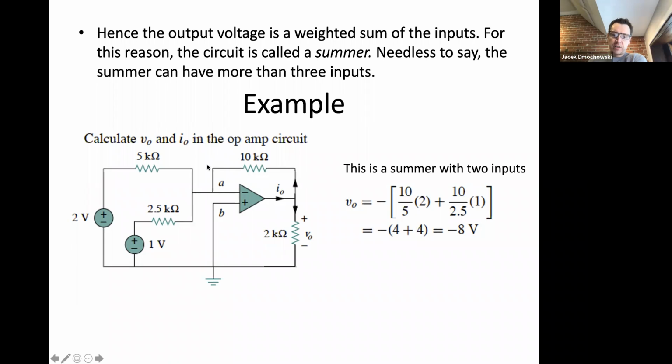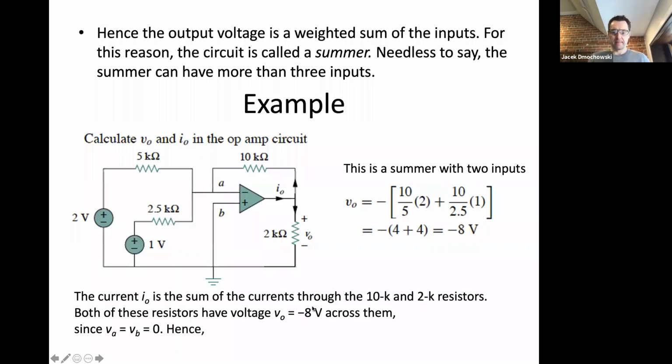And what is the value of this current here, the current that goes up? Again, V naught over 10,000. So it's V naught over 10,000 plus V naught over 2,000. If you do the arithmetic, it's equal to -4.8 milliamps.